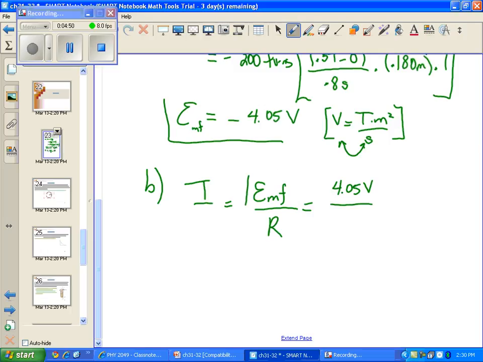So we want only the magnitude of the current, because remember, our current is always presumed to be due to positive charges which are moving. So we're going to just write the magnitude of the EMF here, and we get a current of 2.025 amps.